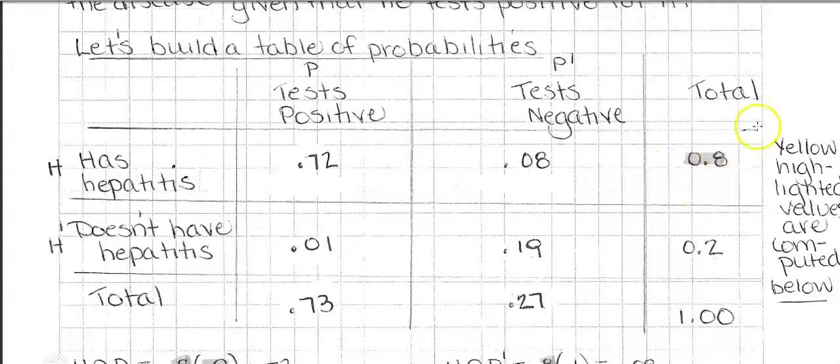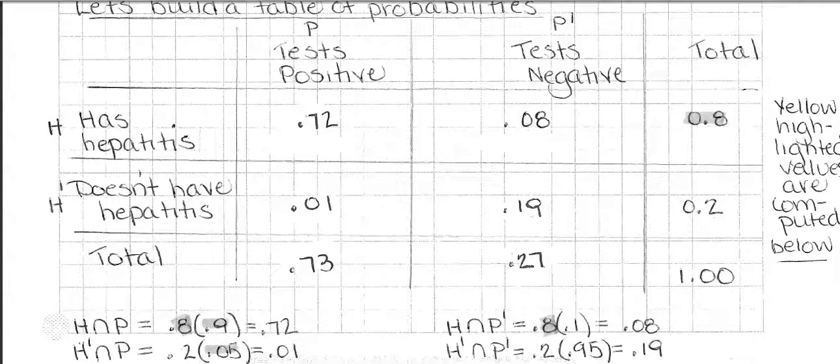Okay, we know that 80% of the people who have these set of symptoms have hepatitis. That means 20% of the people who have those symptoms don't have hepatitis. So this is the information we're given from the problem. The rest of the information has to be computed, and I'm going to show you these down at the bottom here.